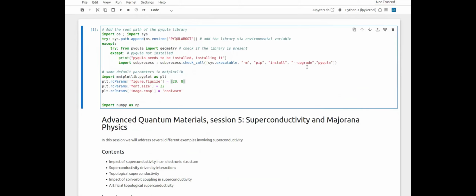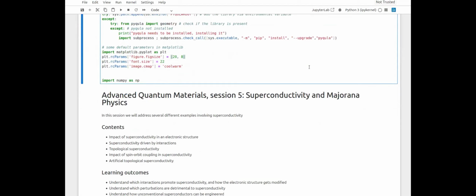Welcome to our session on superconductivity in Majorana physics. In this Jupyter notebook, we are going to compute several models that show superconductivity, both conventional and unconventional superconductivity, and also Majorana excitations. In particular, we are going to see how superconductivity arises from attractive interactions and how the structure of the superconducting order determines the properties of the superconductor.